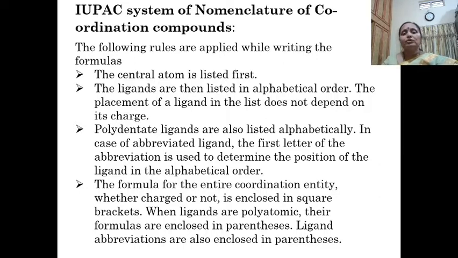Polydentate ligands are also listed alphabetically. In case of an abbreviated ligand, the first letter of the abbreviation is used to determine the position of the ligand in alphabetical order. The formula of the entire coordination entity, whether charged or not, is enclosed in square brackets.